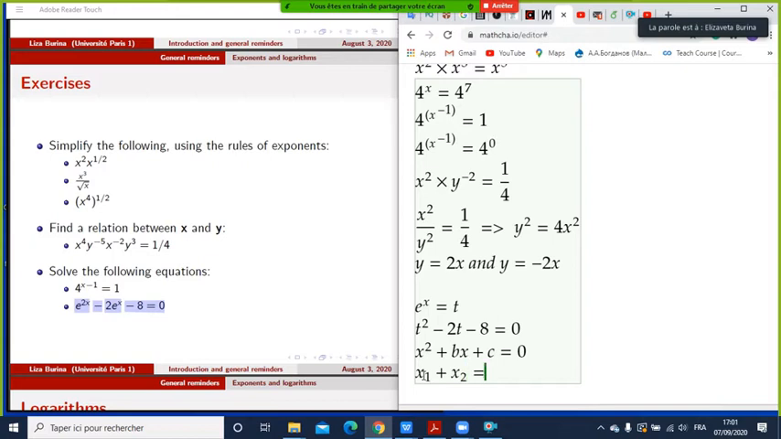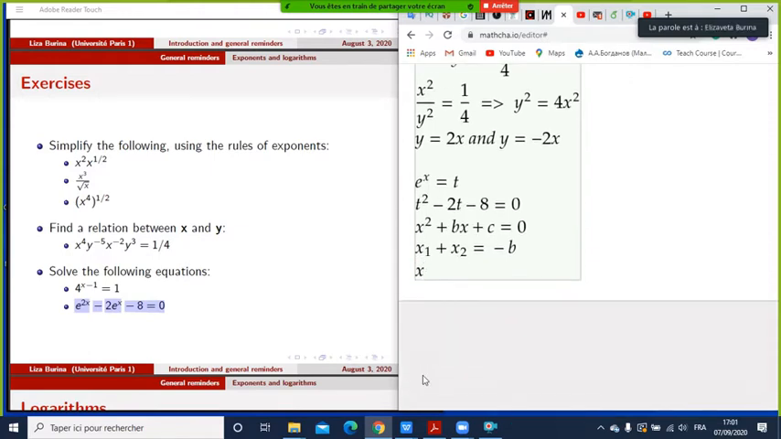x1 plus x2 is equal to minus b, and x1 times x2 equals c. So this is a theorem. Write it down in your notebooks if you forgot it or never seen it. That works for any polynomial. So, I mean, what did I just say? Well, it works for any squared equation.